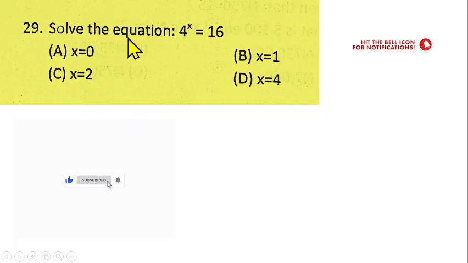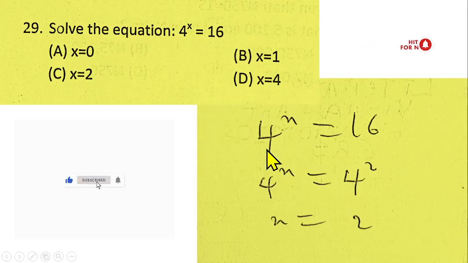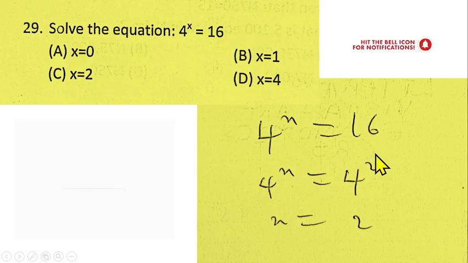Question number 29. Solve the equation 4 raised to power x is equal to 16. So that's very simple. Change this one to index form. That will be 4 raised to power 2. 4 can take care of 4. Then x will be 2, which is option C.